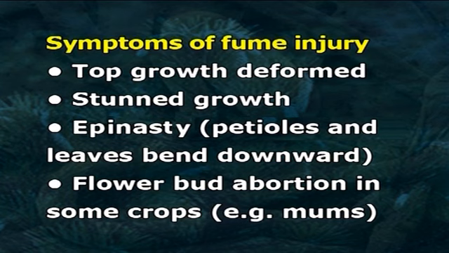Unvented heaters and problems with the heater's exhaust are also very common in the greenhouse industry. These problems are more noticeable in poly houses than in glass houses because poly houses are more airtight. Some symptoms of fume injury are deformed top growth, stunted growth, epinasty, which is petioles and leaves bending downward, and flower bud abortion in some crops.